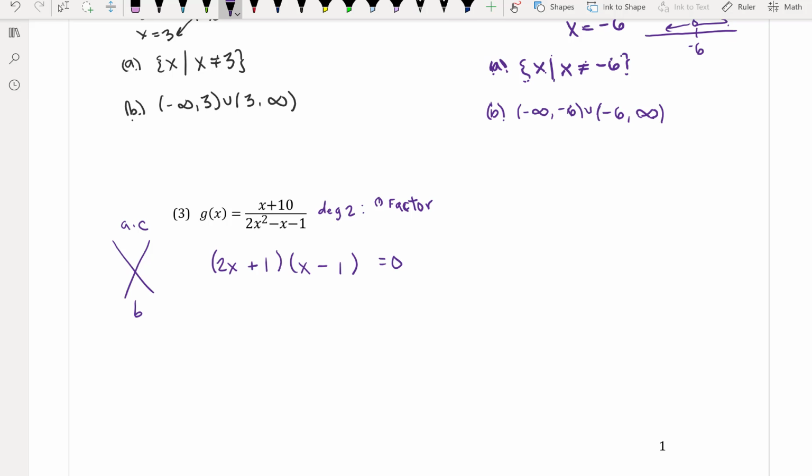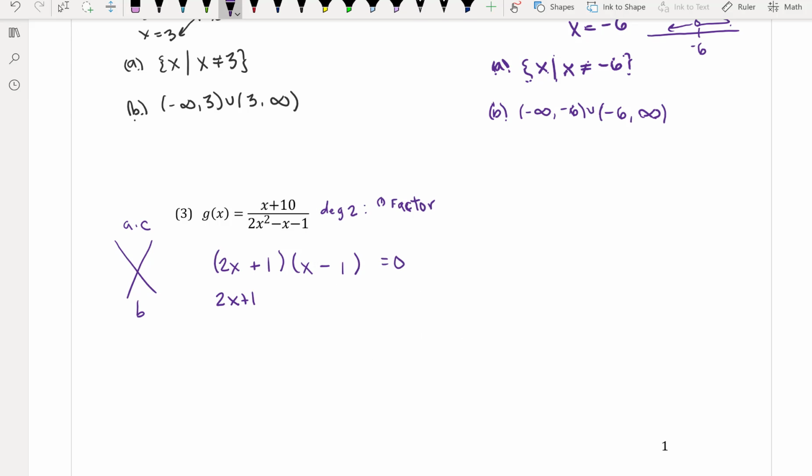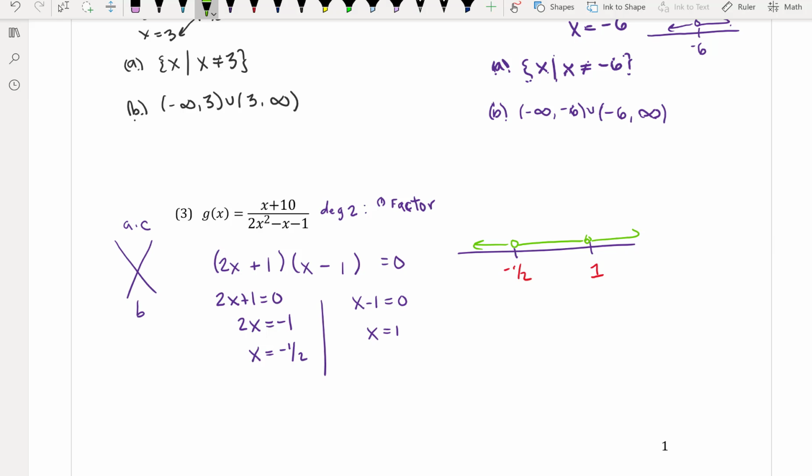So now I set each parentheses equal to 0. I'm going to have my 2x plus 1 equal to 0. So 2x is equal to negative 1, so x is equal to negative 1/2. And my other one, x minus 1 is equal to 0, so x is equal to positive 1. If I was just looking at this visually, I know that these points are bad points. So negative 1/2 and positive 1 are my problem points. So I'm going to have open circles there, and everything else is fair.